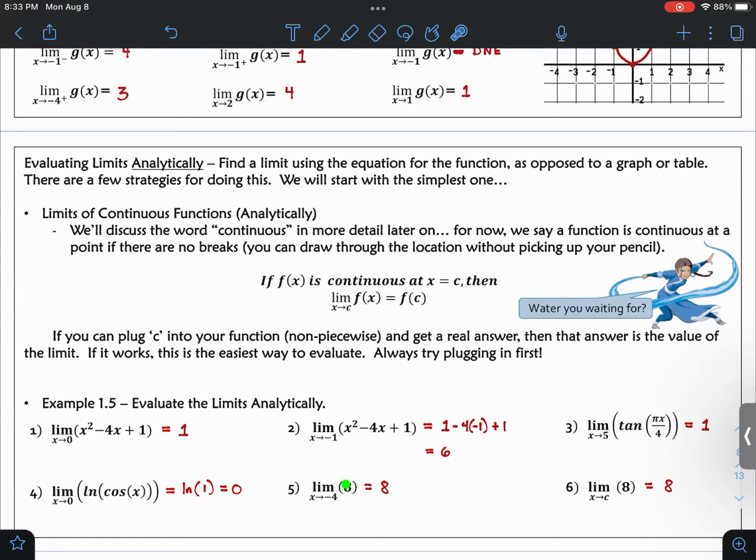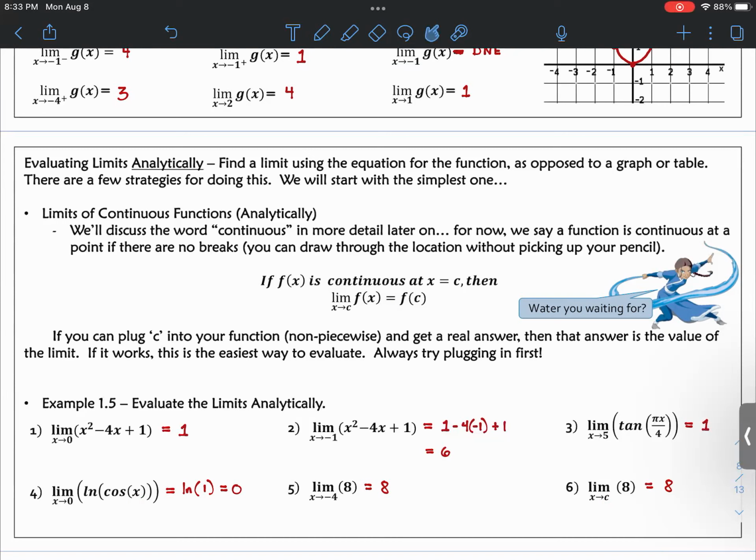Last couple examples, I don't see an x anywhere in the function itself. This is a constant function. No matter what x is, y is just equal to 8. That's not a problem for us because no matter what x value we approach, we're always approaching a y value of 8. It never goes anywhere else. So even if I don't tell you specifically what x value we're approaching, we know the answer is going to be 8.